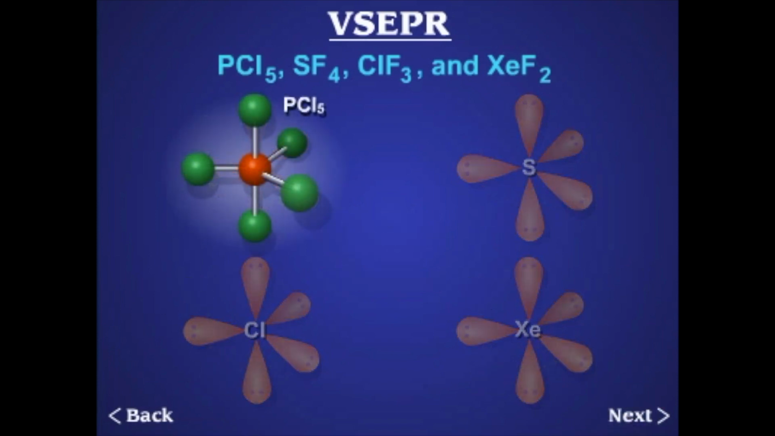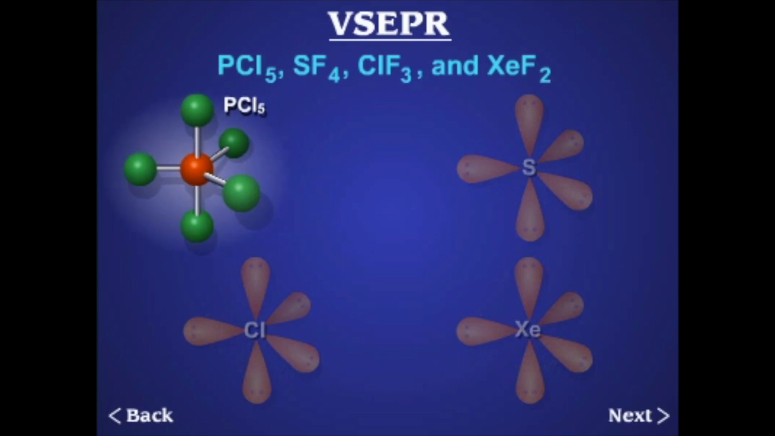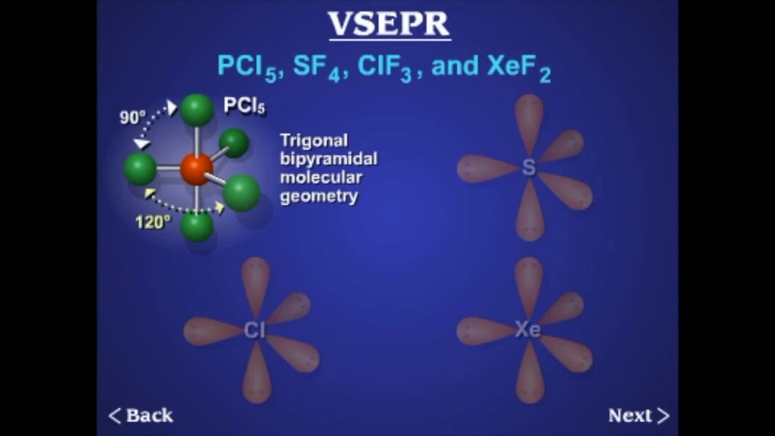The molecular geometry is the arrangement of the central atom and the atoms bonded directly to it. In PCl5, all 5 electron pairs around phosphorus are bonding pairs. The molecular geometry is trigonal bipyramidal with bond angles of 120 degrees and 90 degrees.